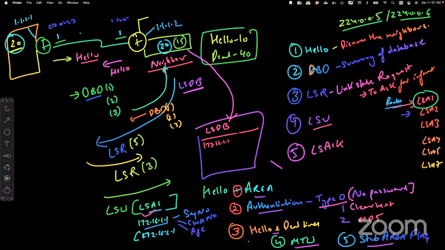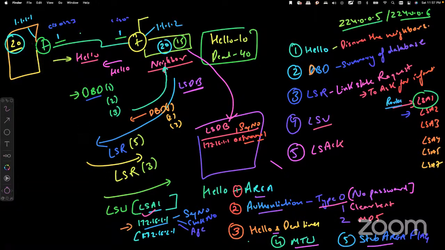We will write, okay, we just received the sequence number of this, which is 0x80000001. This is a number which starts from 80000001. You can see this if you run show ip ospf database. You will see this sequence number.